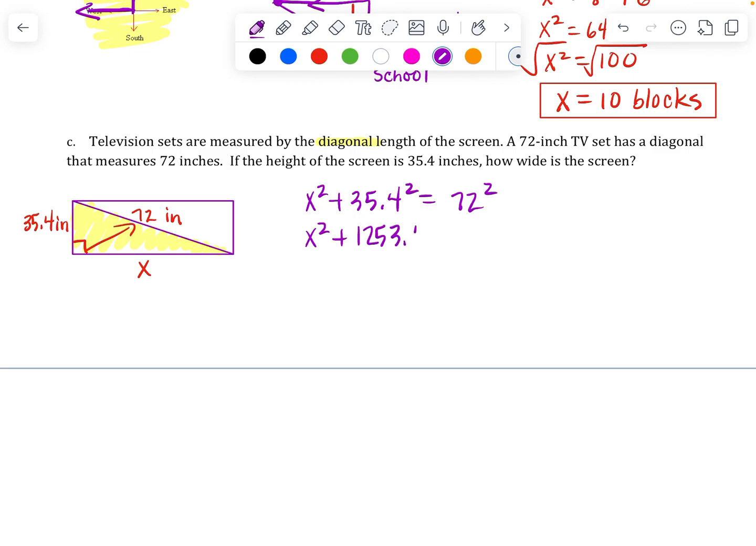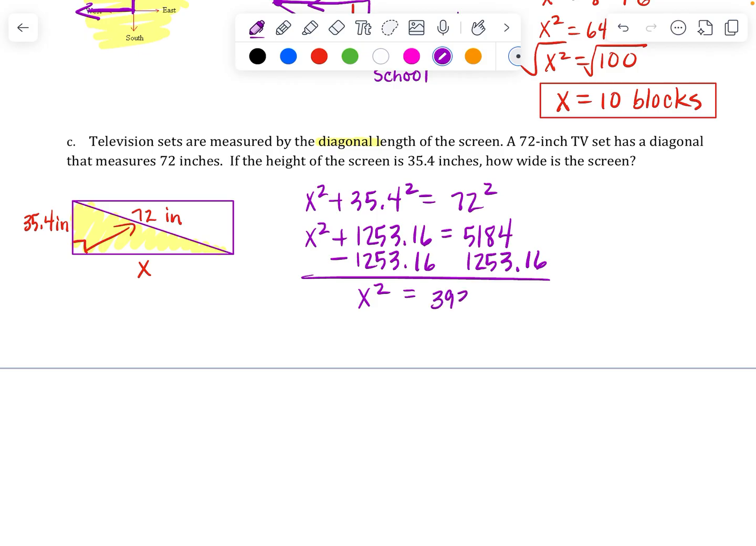If we square 35.4, we end up getting 1,253.16. If we square 72, we get 5,184. If we subtract 1,253.16 from 5,184, again, very happy we have a calculator, right? We'll get 3,930.84.